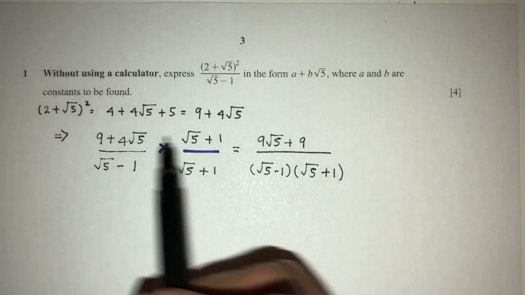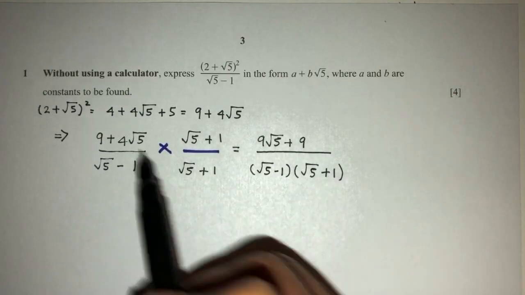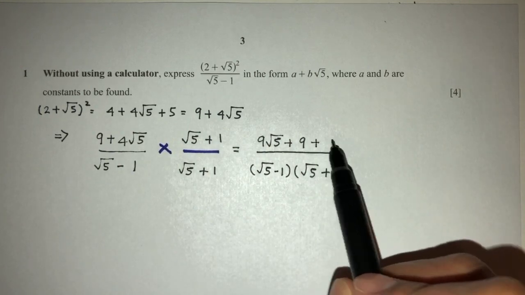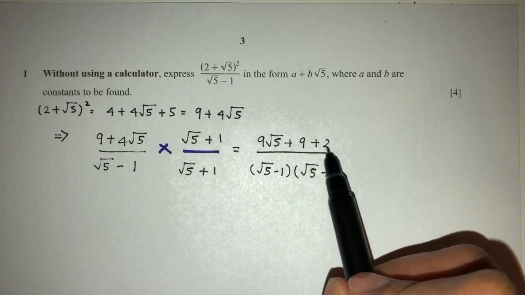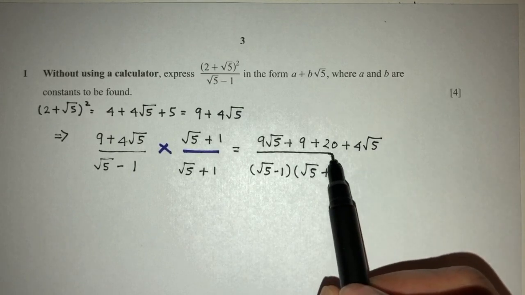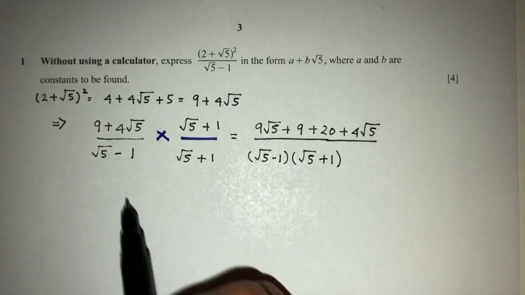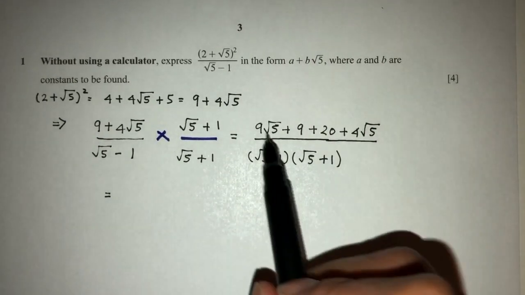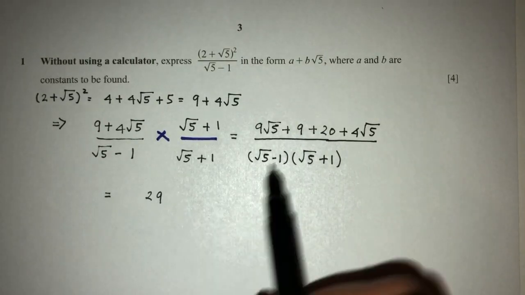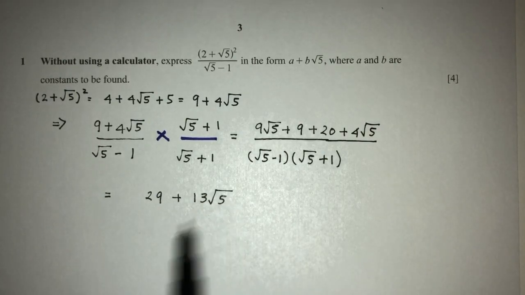And then for this one, you will have 4 root 5 times root 5, which is 4 times 5, because root 5 times root 5 is 5, times 4 is 20. So you have plus 20. And then finally plus 4 root 5, right? That will be the simplification. Now let's see what else we can do. Here we have 9 plus 20, that will be 29. And here we have 9 plus 4, which will be 13 root 5.